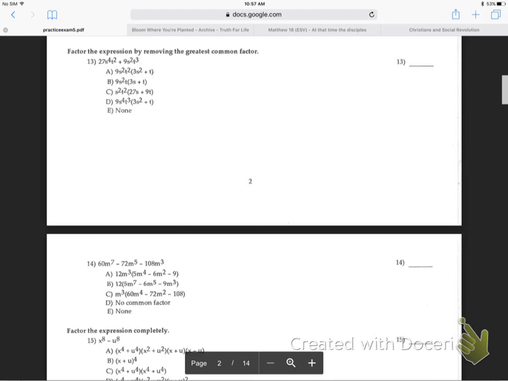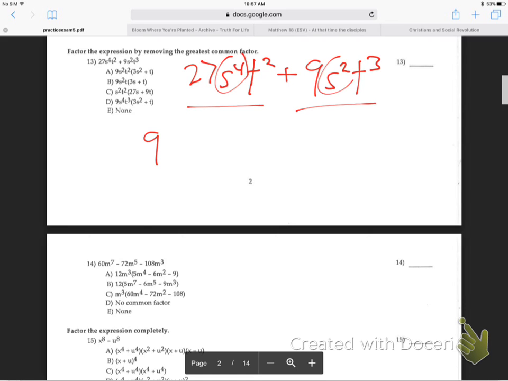Okay. 13, that's a GCFer. So 27 s to the 4th t squared plus 9 s squared t cubed. Okay, so you look at these two and you say, okay, first thing is always GCF. What do they both have in common? What goes into 9 and 27? 9. What's the lower power on s? And the lower power on t? T squared. Put your parentheses.